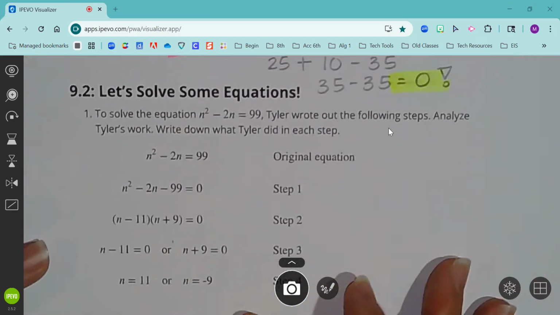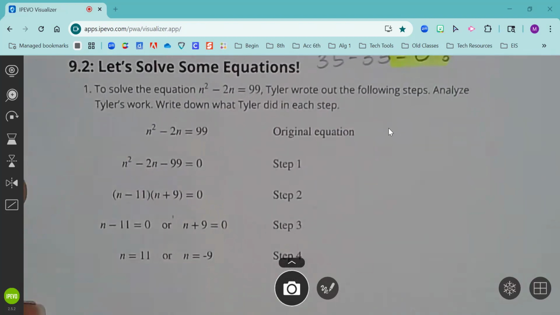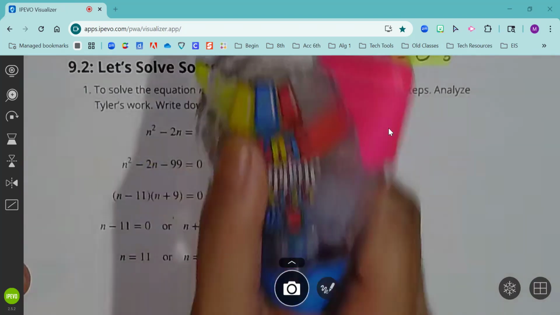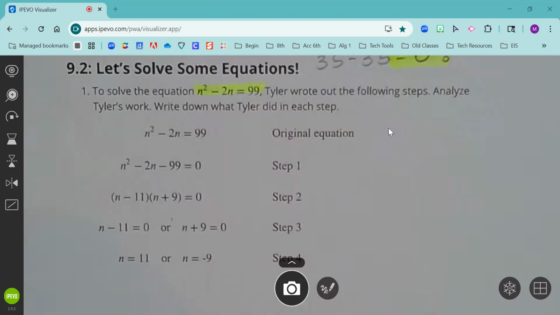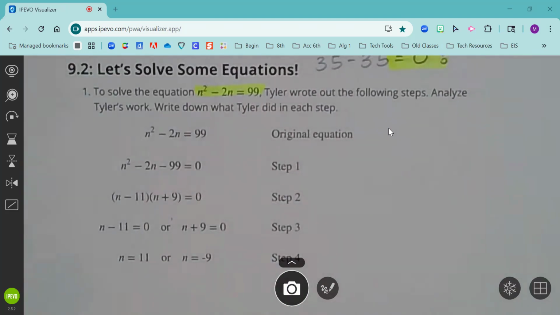Okay. Let's solve some equations. 9.2. To solve the equation n squared minus 2n equals 99, Tyler wrote out the following steps. Analyze Tyler's work, write down what Tyler did in each step.